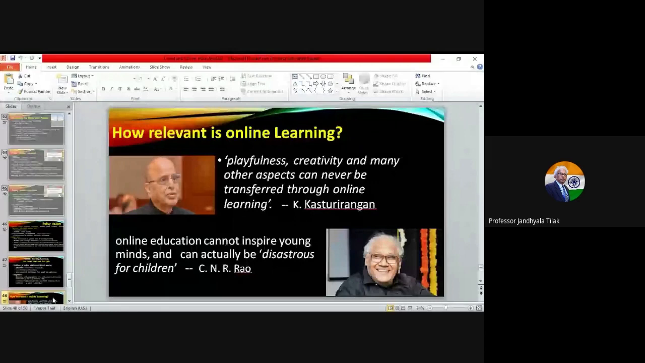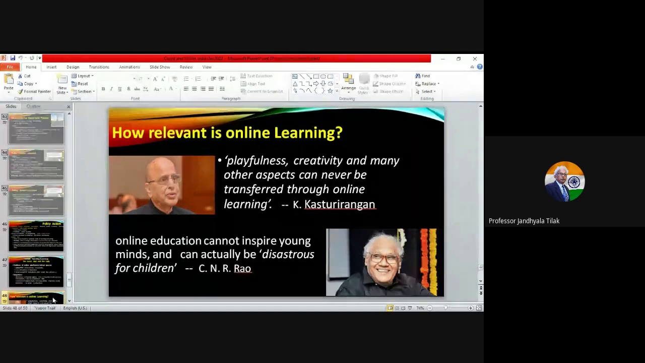I'll end with this particular statement. Kasturirangan, who is the champion, who is the architect of the new education policy 2020, who also, of course, proposed the National Educational Technology Forum and gave a lot of importance to education technology. But I think his emphasis was also cautioned and confined to certain areas.